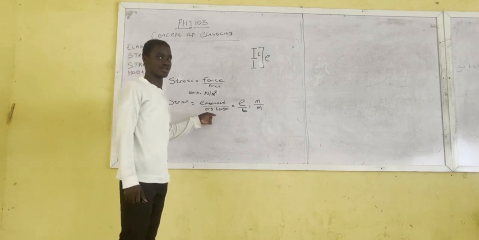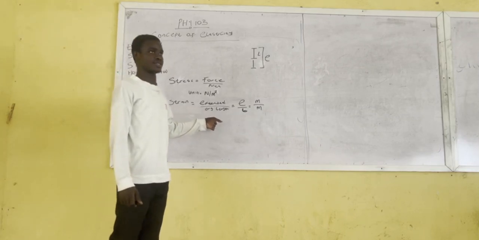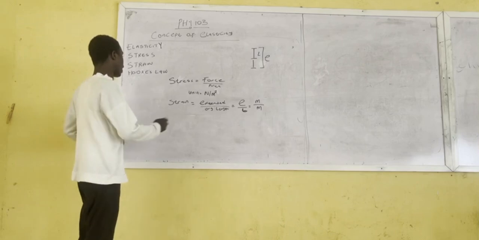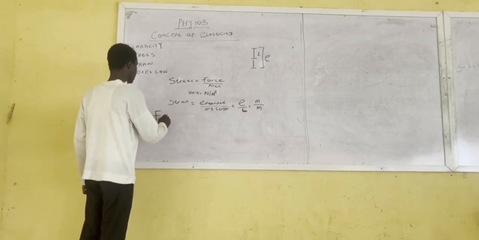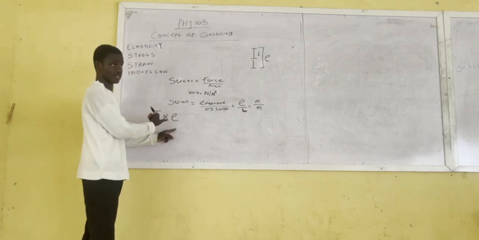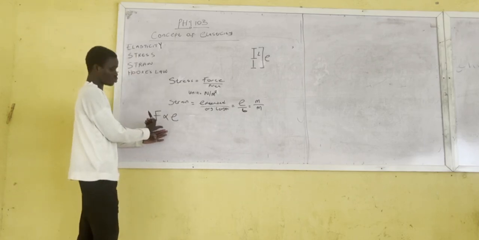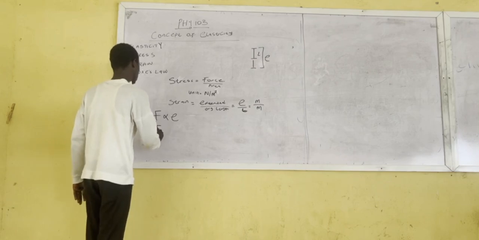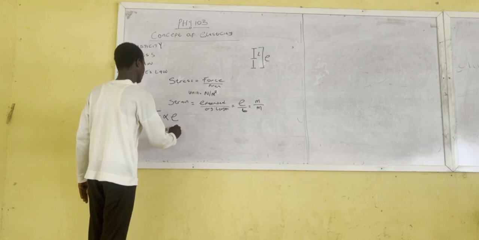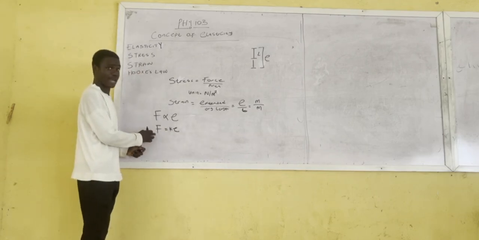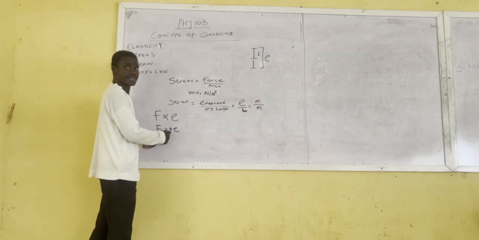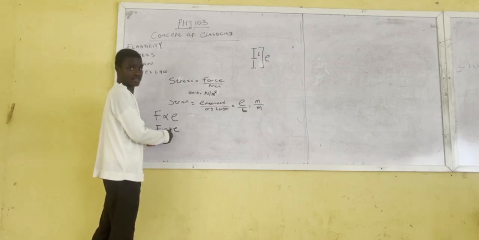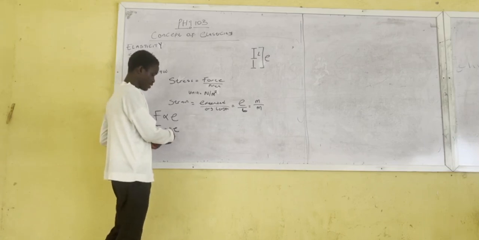So Hooke's law states that the force on an elastic material is directly proportional to the extension of the material, provided the elastic limit is not exceeded. Mathematically, Hooke's law is stated as F is directly proportional to e, which is the extension. Now, we can't leave it this way, so we have to introduce something called K. And now we can say F equals K e, where F remains the force, e is the extension, while K is the elastic constant.